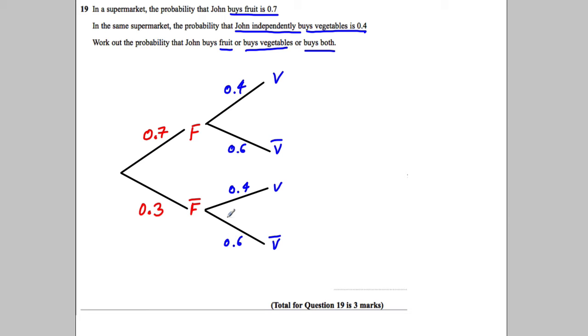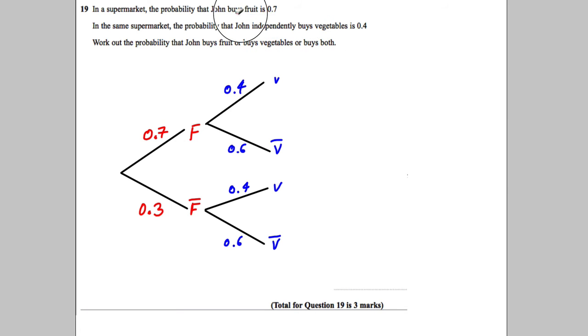Now we're asked for the following. We've got to just make sure we read the question really carefully here. We're asked for the probability that he buys fruit or vegetables, the probability he buys fruit or vegetables or buys both.